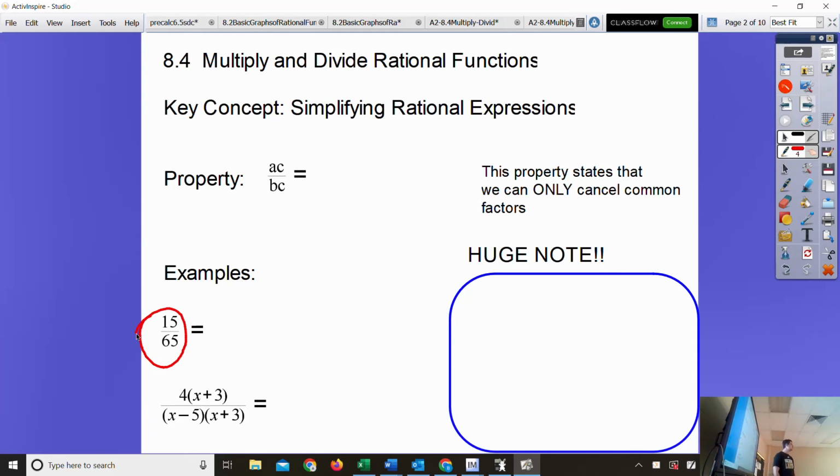15/65. What's the common factor of 15 and 65? 5. You know, the teacher probably wrote down that this is obviously 3 times 5, and 65 is 13 times 5. They said you can cancel those 5s out. That's the property you were taught. You weren't actually taught properties like this, but you were taught how to do that. The C here stands for common factor.